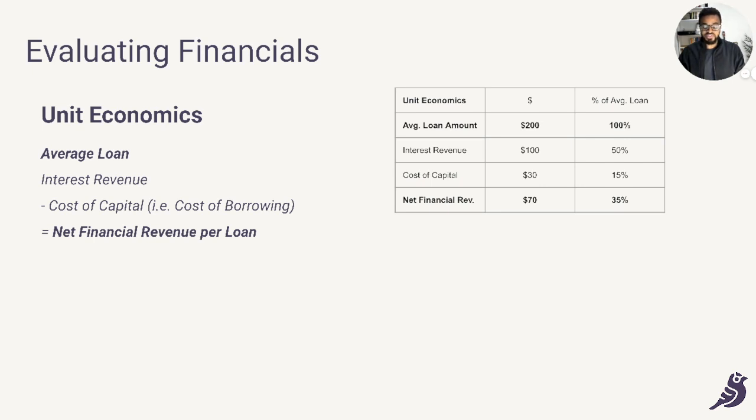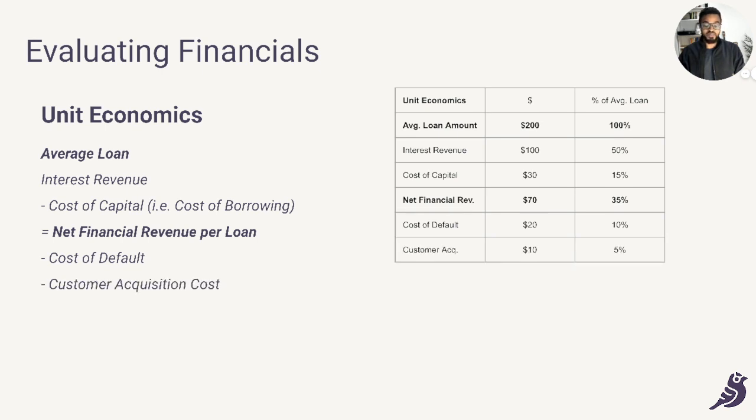Next, we try to understand costs. The first cost we care about is the cost of default. Because not all loans the company makes will be paid back, we want to understand the cost of default to the company. Let's assume that the company's loss rate is 10%. This means that on average, it loses $20 per loan to defaults.